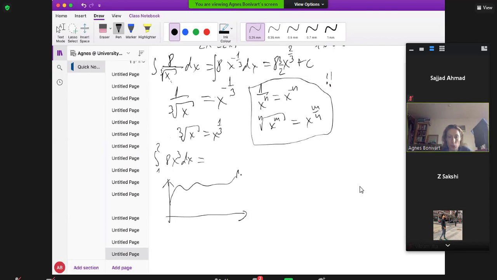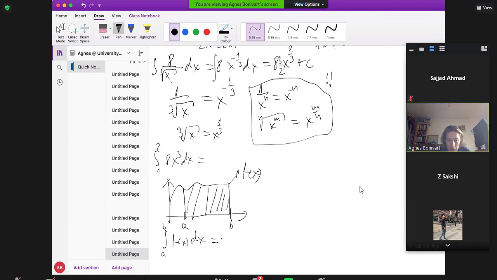Yes, exactly. So if we have a function f of x, and we want to integrate it between the limits a and b, what does that mean? It means that the result, if this is a, this is b, gives us the area under the curve between a and b. How do we calculate that?